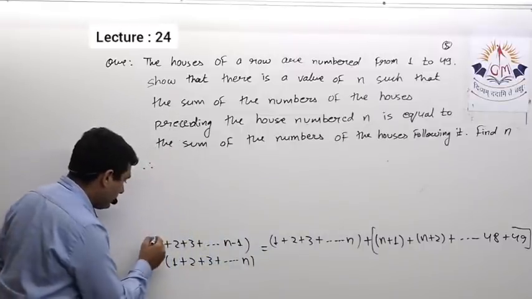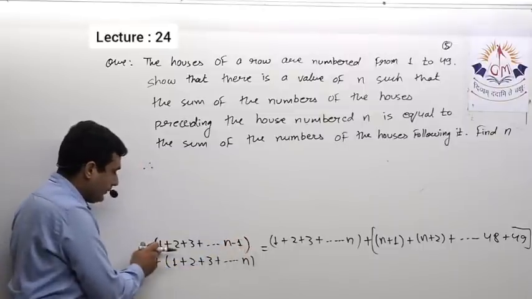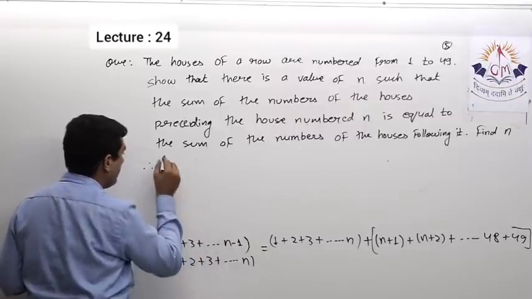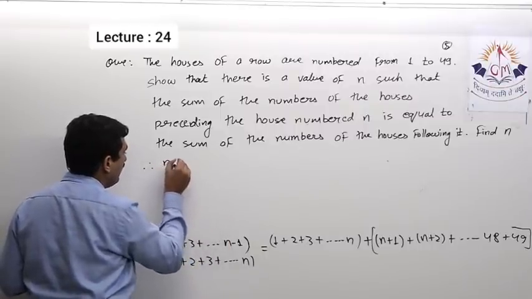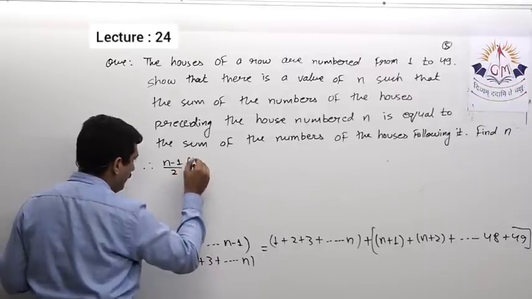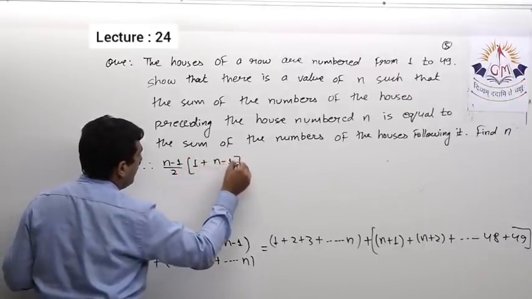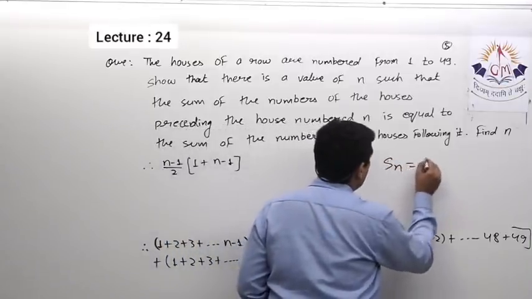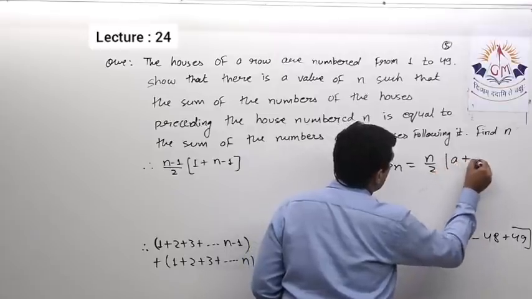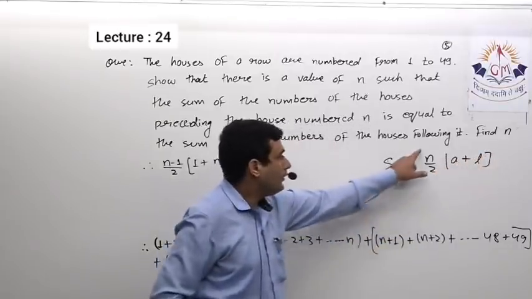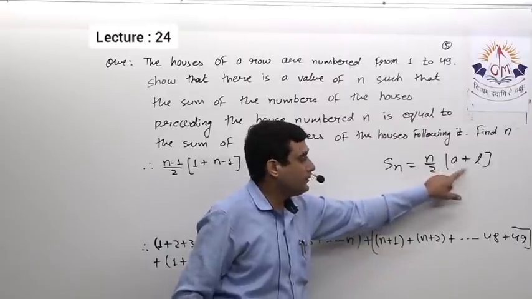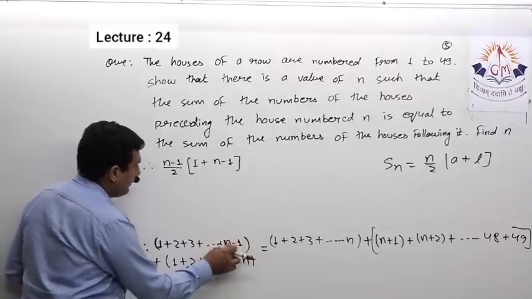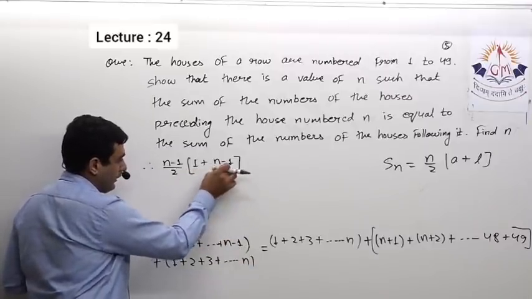See, this first bracket is an AP whose first term is 1, last term is n minus 1. So the number of terms is n minus 1. So the sum of an AP is number of terms by 2, first term plus last term. Okay, I use the formula. What is the formula of S n? n by 2 into a plus l. That means number of terms divided by 2, first term plus last term. So here the number of terms by 2, first term plus last term.